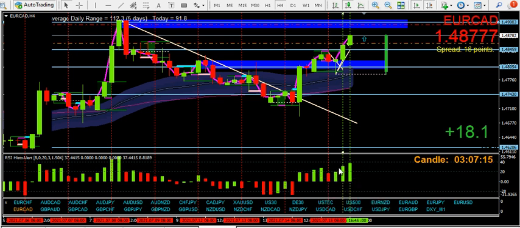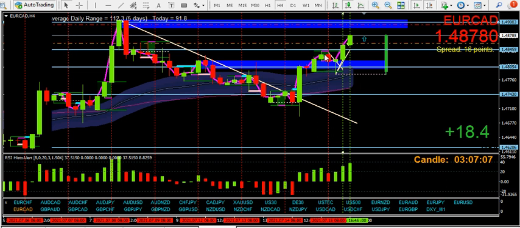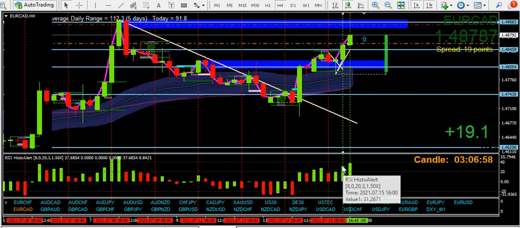Bust, pullback, break and close. Much the same as this situation here. Bust, pullback, break and close. There's the pullback, there's the break and close, price goes up. Then we have a little bit sideways, and then we have the whole thing again. Bust, pullback, break and close. So that was the H4 close.